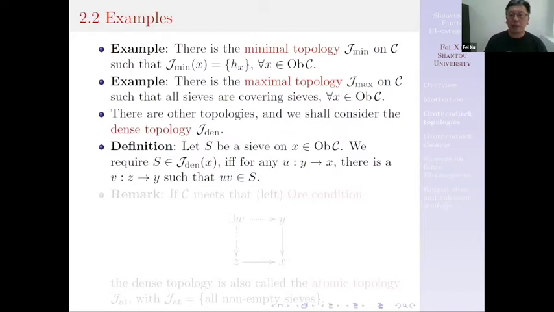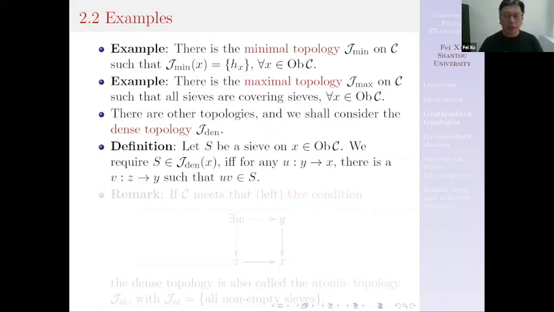I read from McLarty's book that they say it comes from logic, from Paul Cohen's forcing technique, which I have no idea about. But anyway, it takes a little bit of time to verify that you do have a Grothendieck topology in this, by this definition.